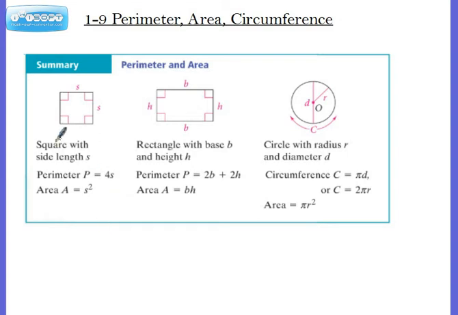rectangle, and circle. Square with a side length of S, perimeter and area; rectangle with base B, height H, perimeter and area; and circle with radius R and diameter D. We got the two ways to find the circumference and also how to find the area. I'm going to go ahead and go on. You stay here and copy this as needed.